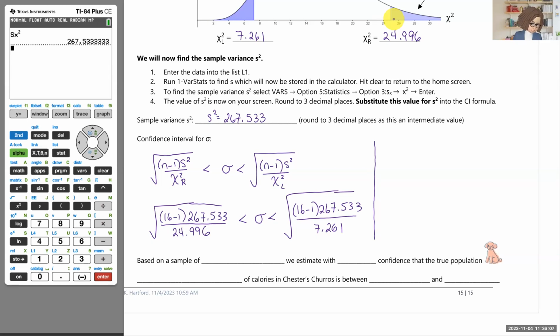Okay, so let's get this on the calculator. So I'm going to do square root. And 16 minus 1, you can just type 15, of course, but I'm just going to enter it exactly like I have it there. And then we don't even have to hit multiply. So we'll be able to just enter it again, just like I wrote it, and then divide by 24.996. All right, and since we're at the final answer stage, we're going to round to 1 decimal place. So 12.7 is our lower limit.